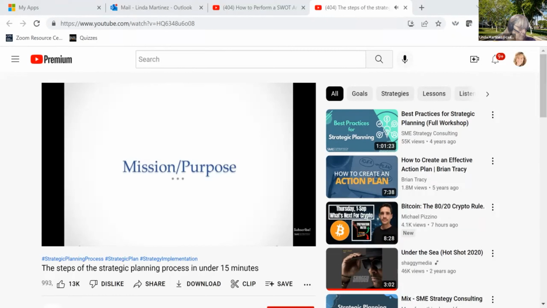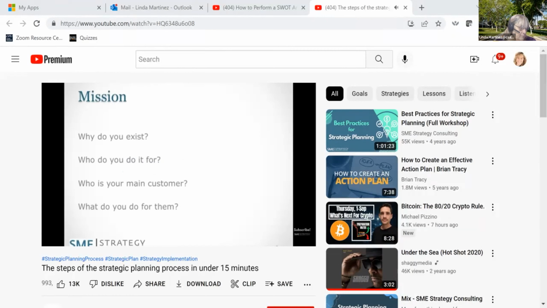If you complete your mission, you will move forward towards the vision. Why do you exist? What do you do it for? Who is your main customer? And what do you do for them? It's important to realize that you have to make it simple to understand, no buzzwords, and this is not a marketing exercise. This is at the core foundation of why your organization exists.